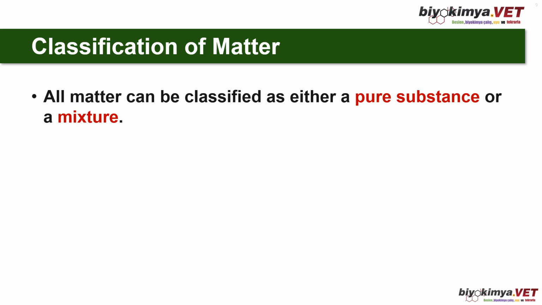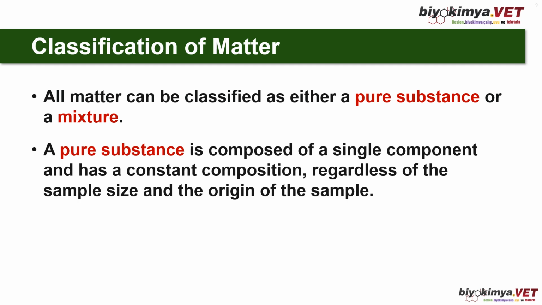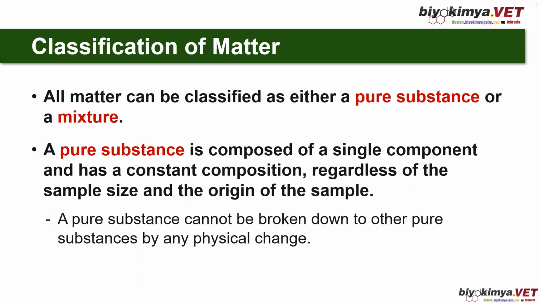Classification of matter. All matter can be classified as either a pure substance or a mixture. A pure substance is composed of a single component and has a constant composition, regardless of the sample size and the origin of the sample. A pure substance cannot be broken down to other pure substances by any physical change.